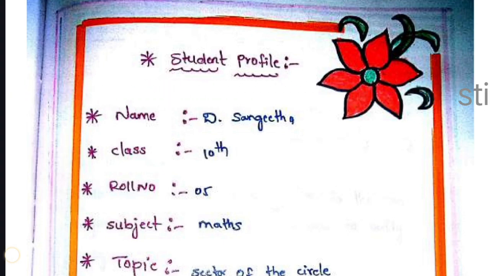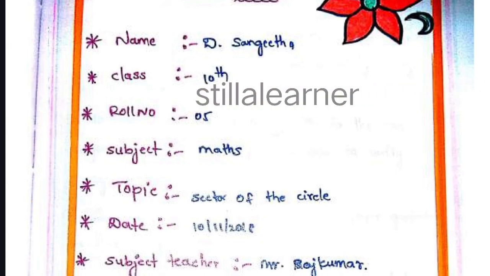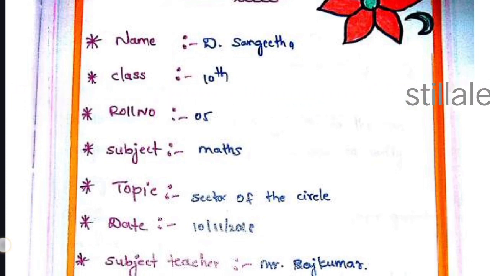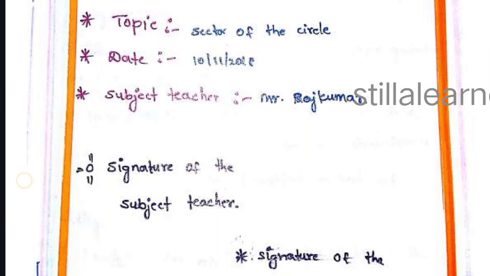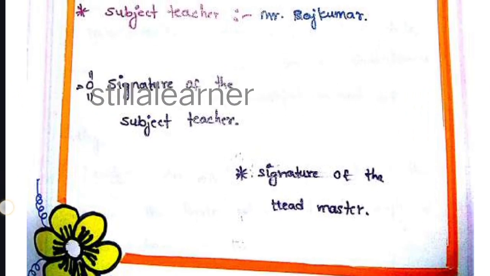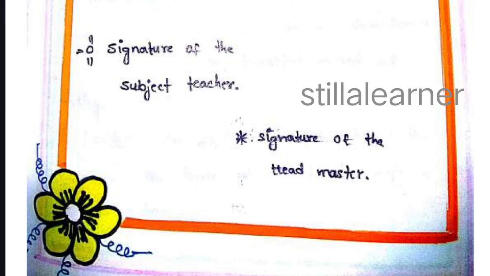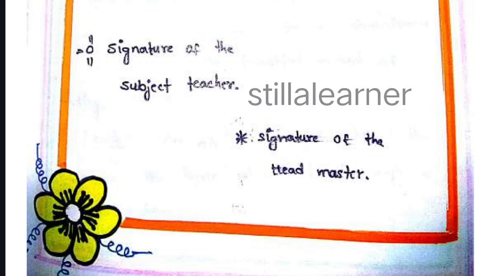Okay, first of all, write down your name, then your class, then your roll number, then subject, which is maths, then topic is sector of the circle. Then you have to mention the date. Then subject teacher name. Whoever teaches you mathematics, just write down their name. Then signature of teacher. After that, signature of the principal or headmaster.